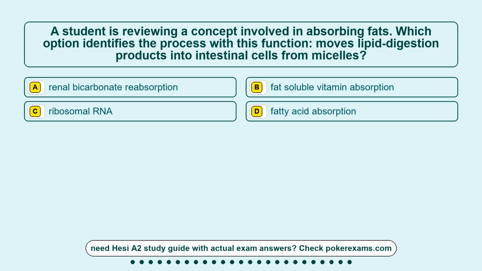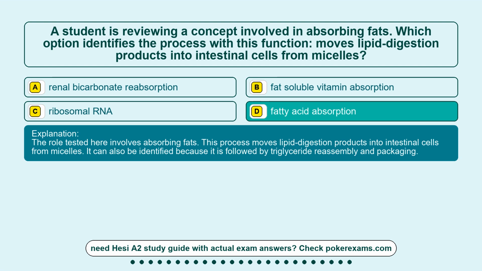Question 2. A student is reviewing a concept involved in absorbing fats. Which option identifies the process with this function: moves lipid-digestion products into intestinal cells from micelles? Option A, renal bicarbonate reabsorption. Option B, fat-soluble vitamin absorption. Option C, ribosomal RNA. Option D, fatty acid absorption. The correct answer is option D, fatty acid absorption. The role tested here involves absorbing fats. This process moves lipid-digestion products into intestinal cells from micelles. It can also be identified because it is followed by triglyceride reassembly and packaging.